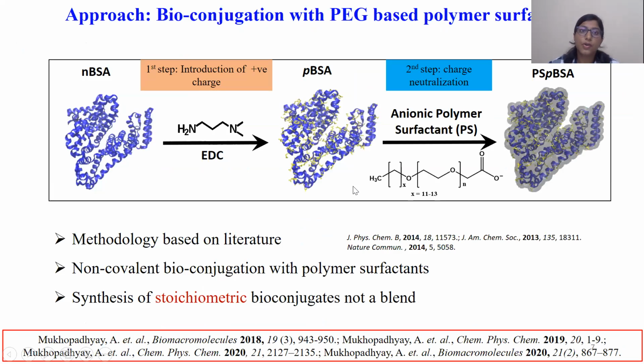Let me first introduce our approach. We bioconjugate polymers, a PEG-based polymer surfactant, to proteins. We use a two-step polymer surfactant bioconjugation, where in the first step, we perform EDC-mediated diamine coupling to the acidic surface residues of the protein to get the positively charged protein. In the next step, we add an anionic polymer surfactant to form protein polymer surfactant bioconjugates in solution. It's important to note that our polymer surfactant bioconjugates are stoichiometric bioconjugates, so it's not a blend of polymer and protein.